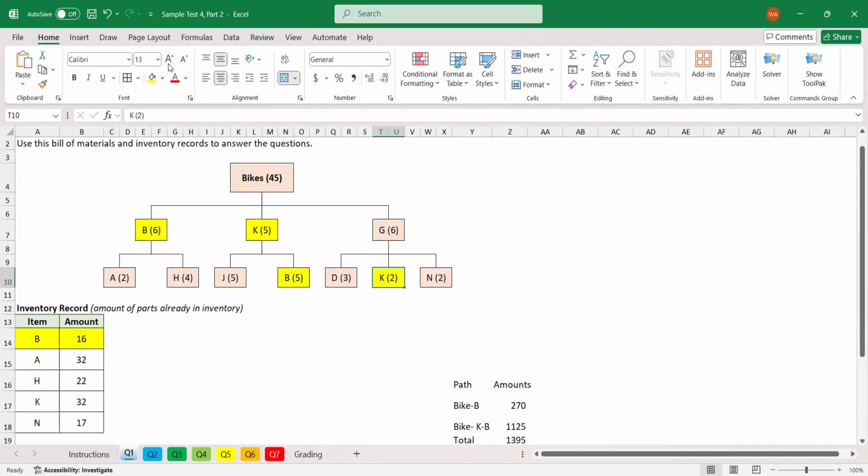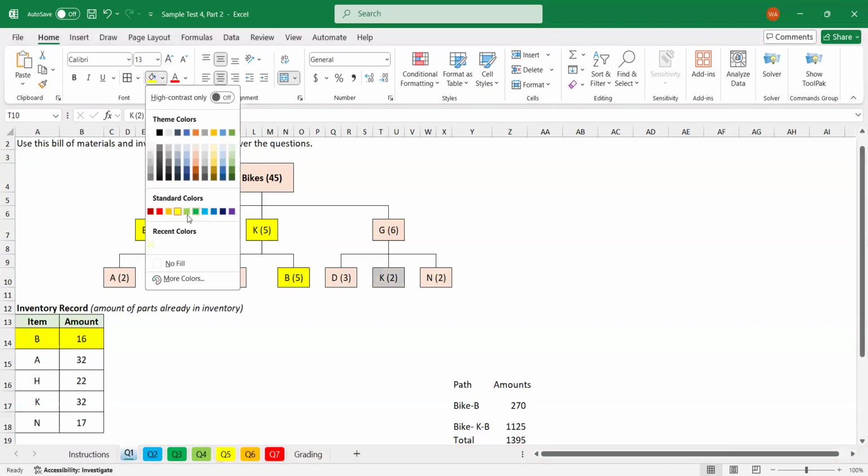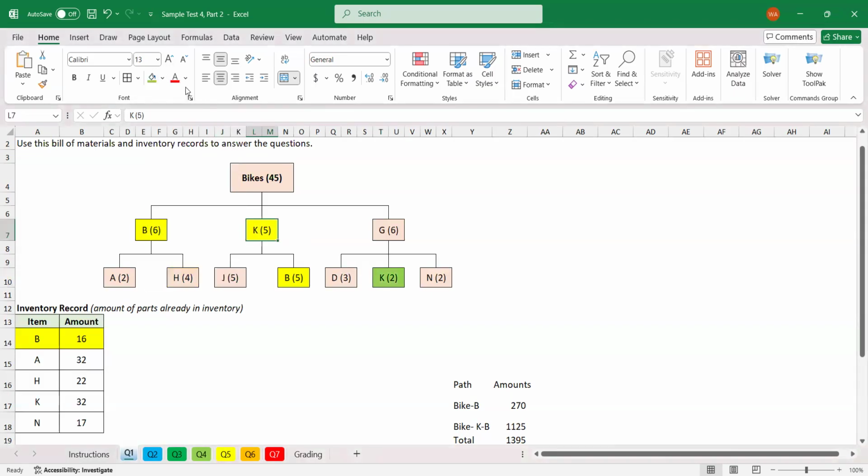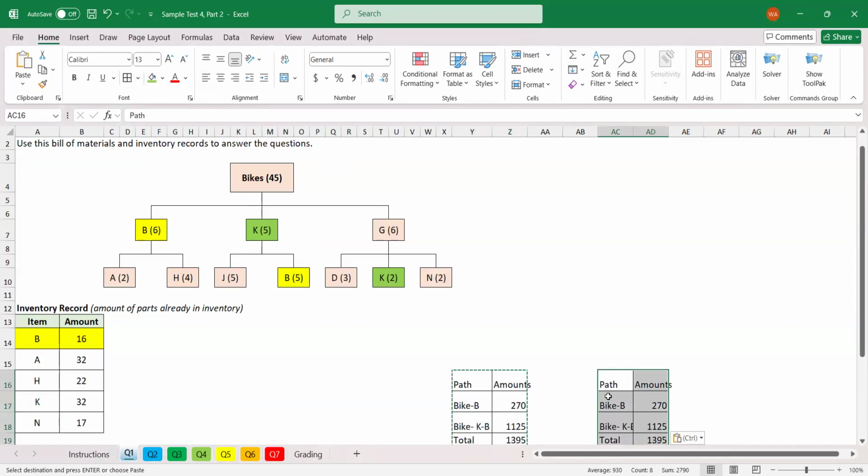Look for all of them, and just to make sure we're not confusing this, let me change the color. That's a K, and there's another K here. I'm going to repeat the same thing we did over here. I'm going to put a separate table, and the new path that I'm going to have here is from the bike to K.